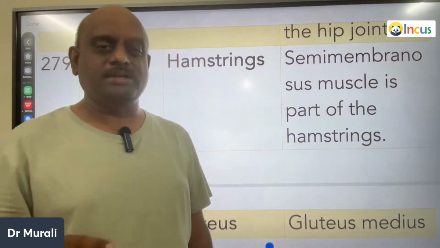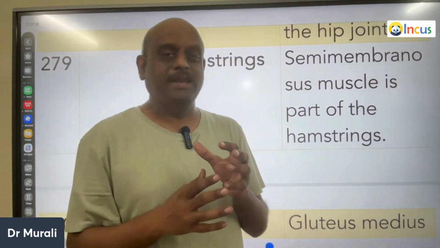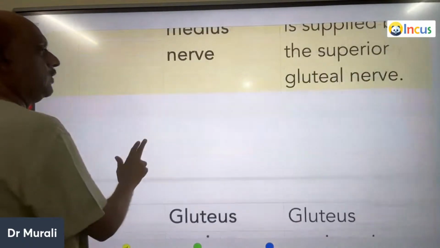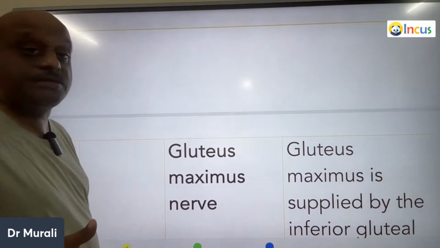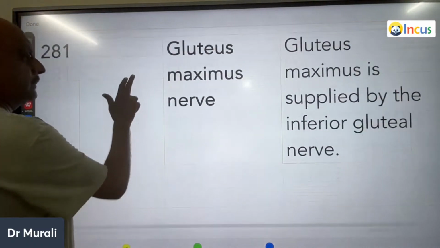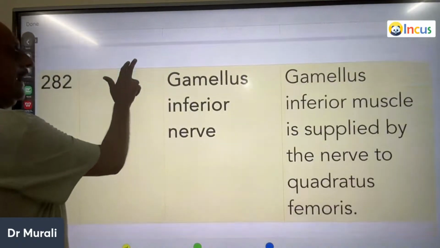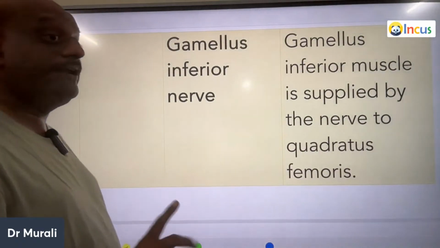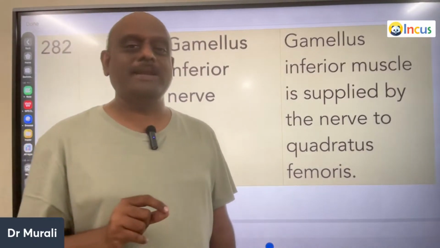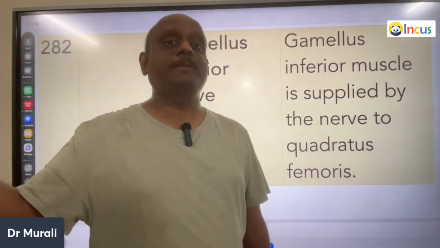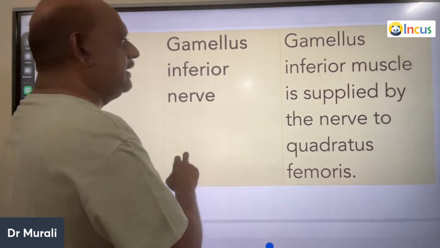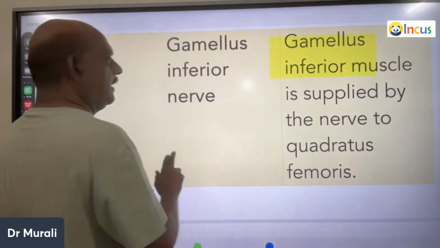Semimembranosus, semitendinosus. So what constitutes the hamstrings? You need to be very sure about it. And it is the superior gluteal nerve that supplies the gluteus medius and minimus, whereas the inferior gluteal nerve is the one which supplies the gluteus maximus. And gemellus inferior, very important muscle. Nerve supply is a favorite question of the examiner. Nerve to quadratus femoris is the one which supplies the gemellus inferior, is what you should remember.